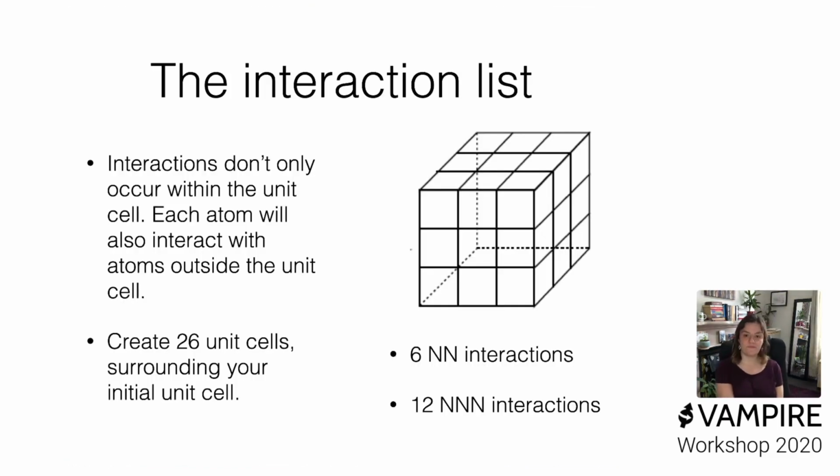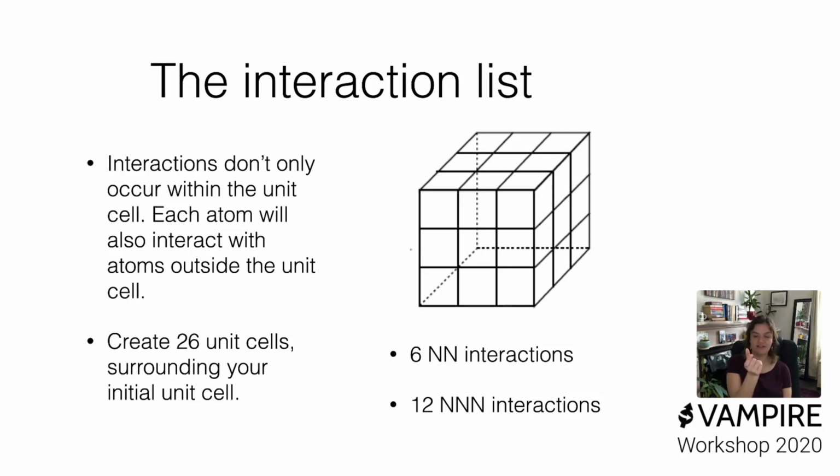So we need to define our interaction list. The problem with defining our interaction list is that interactions don't only occur within the unit cell. Each atom will also interact with atoms outside of its own unit cell. So this means that we need to create 26 unit cells surrounding the initial unit cell.